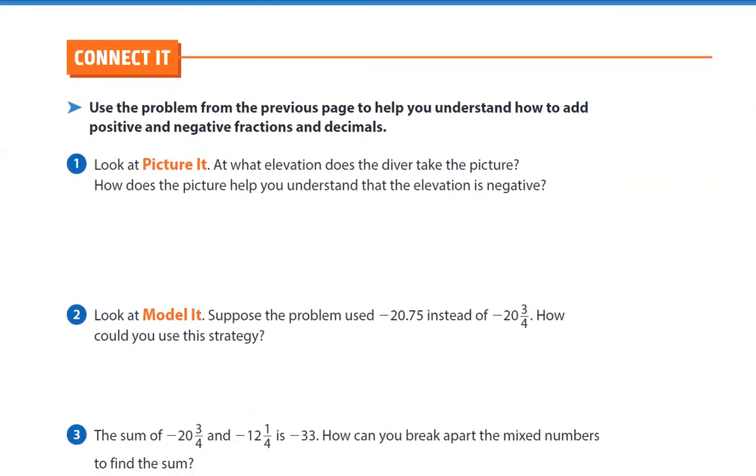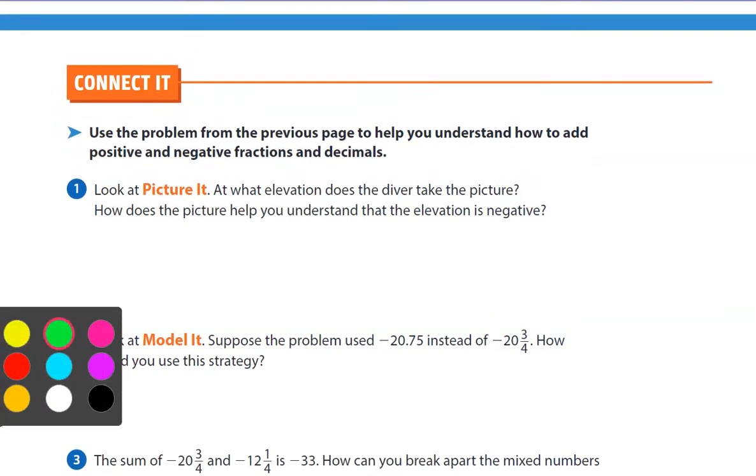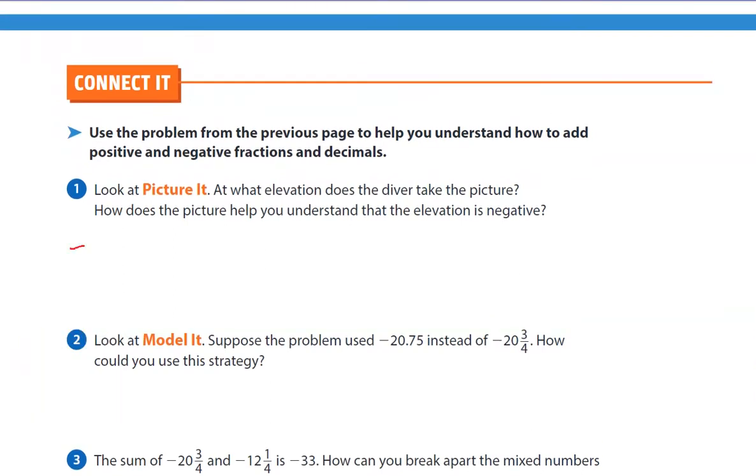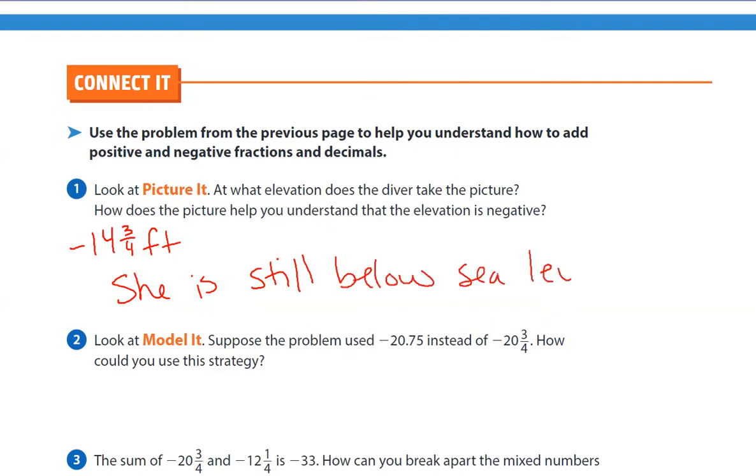Okay, number 1. Look at the picture it. At what elevation does the diver take the picture? We determined that was negative 14 3/4 feet. And then how does the picture help you understand that the elevation is negative? She is still below sea level. And sea level is what we consider 0. Okay, look at the model.